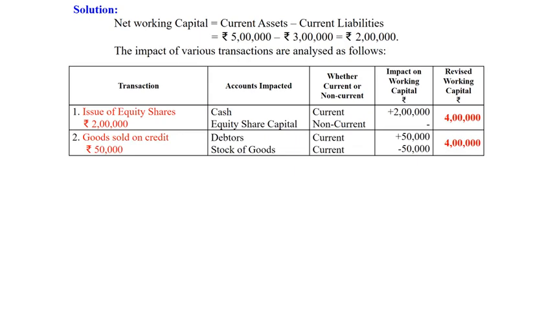Second transaction, goods sold on credit 50,000. If goods are sold on credit, debtors will be there, and stock is going out. The nature of both these accounts is current and current. So debtors are increasing by rupees 50,000, and stock is going out by rupees 50,000. Therefore, there is no impact on working capital and the previous working capital remains the same as it is.